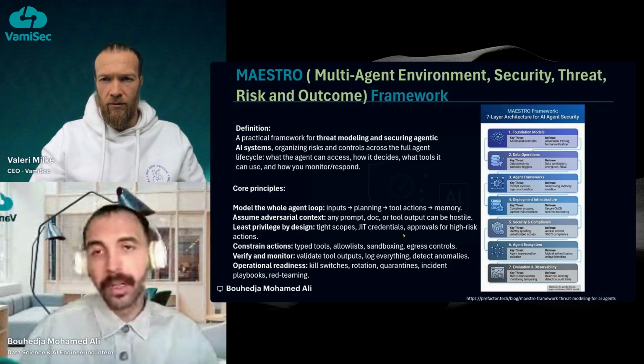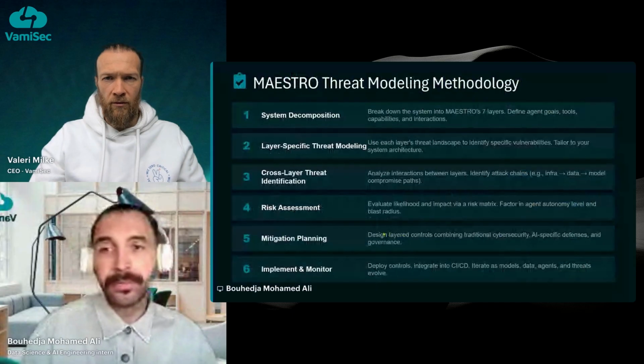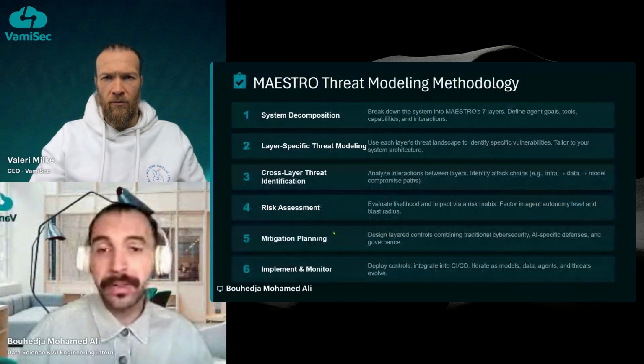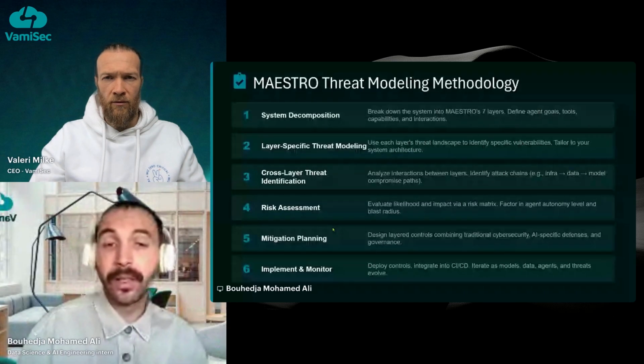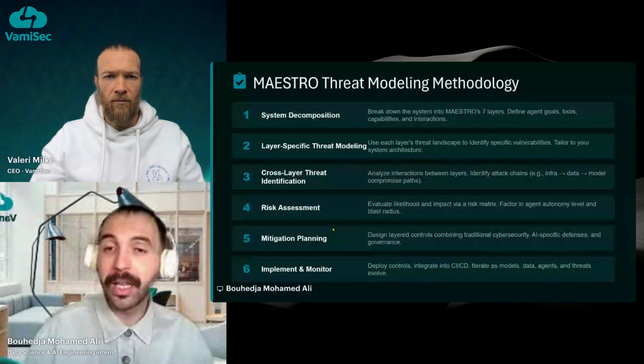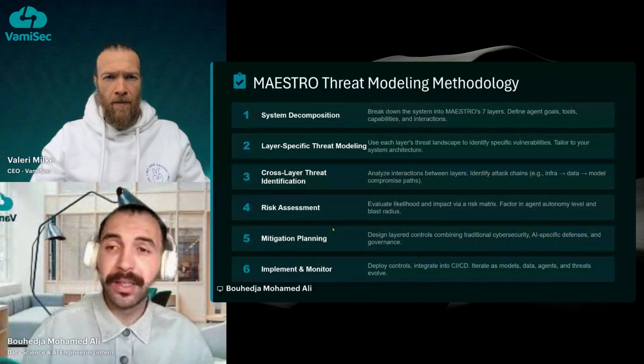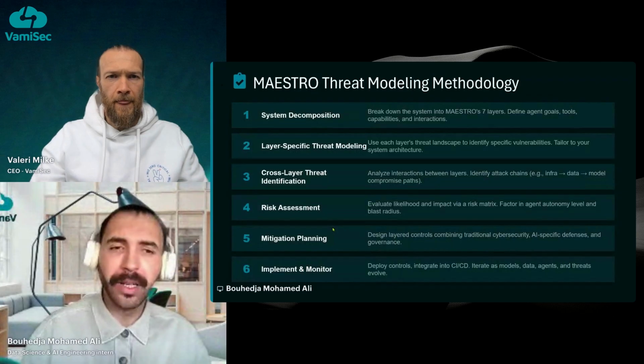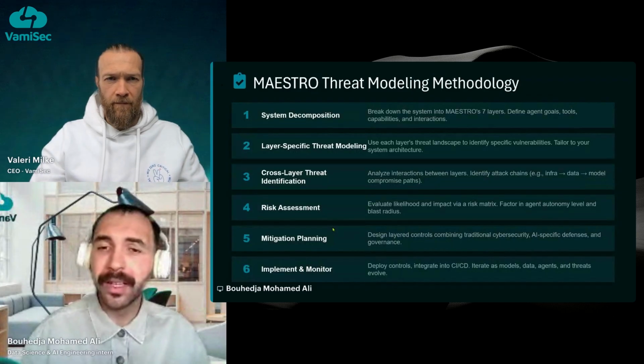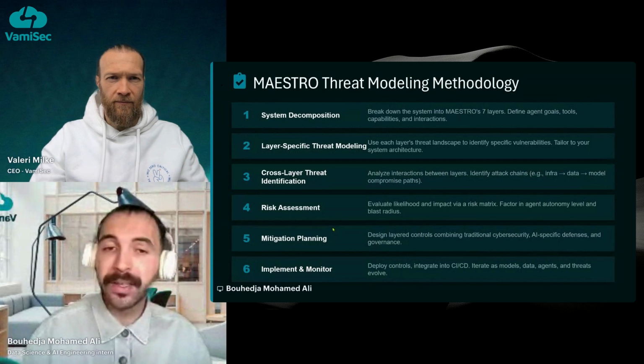Right, right. The Maestro threat modeling methodology provides a structured way to analyze and secure an AI agent system. And how do we dive into that? So, step one is the decomposition. We start by breaking the system into Maestro layers and identifying the key components, agents, models, tools, data flows, privileges, and so on. The goal is to clearly understand what the system does and how it operates before assessing the risk.